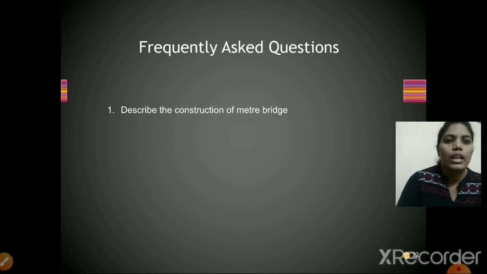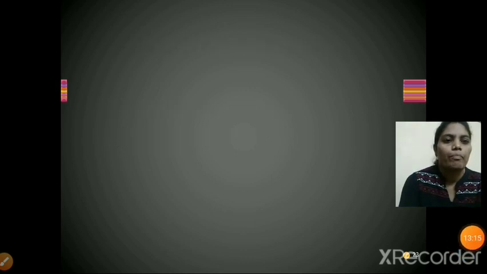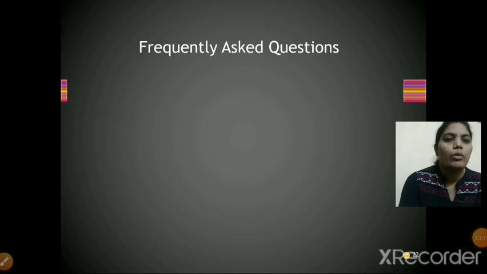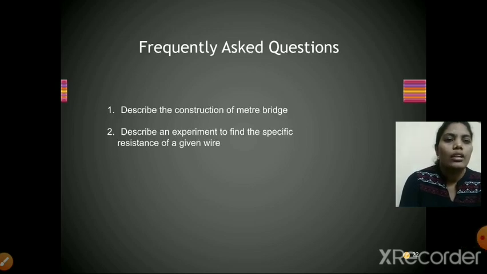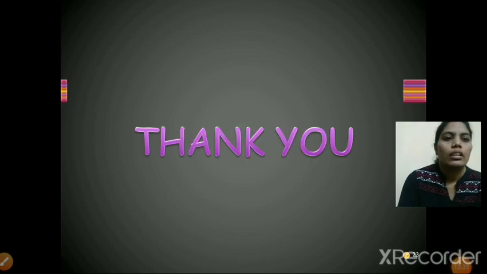Here are frequently asked questions from this topic: describe the construction of a meter bridge and describe an experiment to find the specific resistance of a given wire. So this is about the meter bridge. I hope you understood what the meter bridge is, which is an application of the Wheatstone bridge. With this I am concluding. Thank you so much.